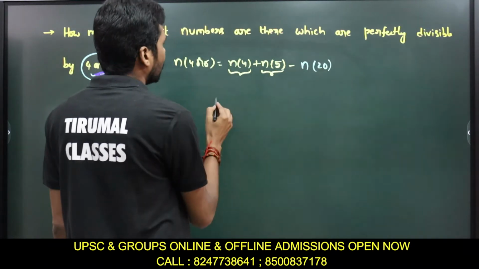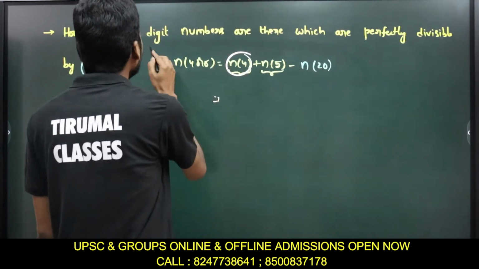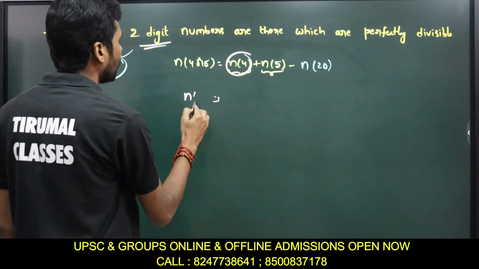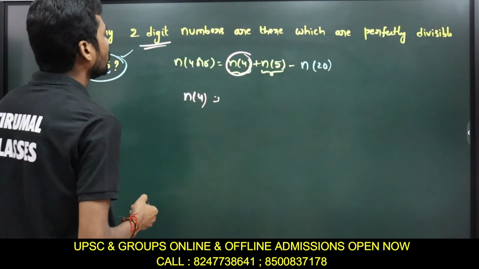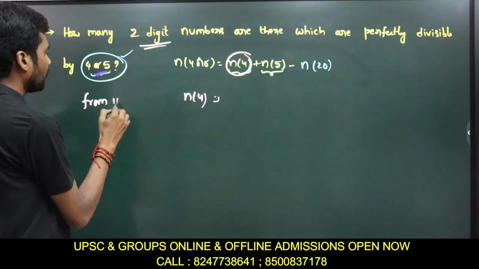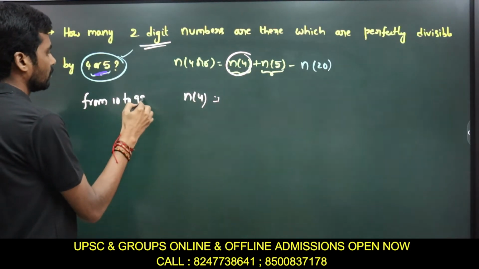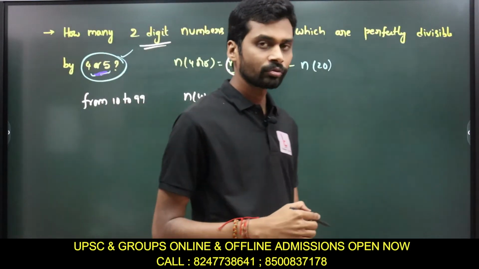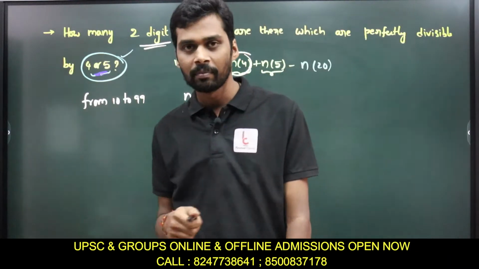Now you see, N of 4. How many two-digit numbers? I'll write N of 4. Two-digit numbers means from which number to which number? Two-digit numbers means from 10 to 99. From 10 to 99, how many numbers are divisible by 4?